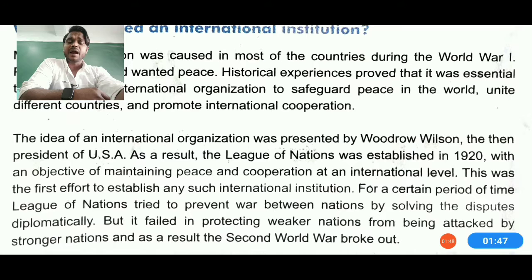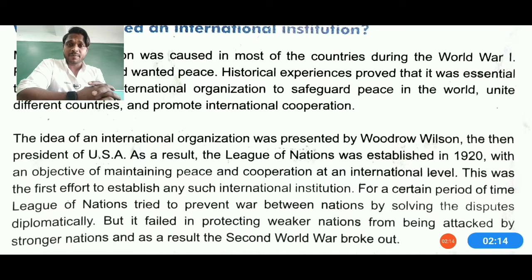The idea of an international organization was presented by Woodrow Wilson. You must underline the name. He was the president of the USA, and as a result, the League of Nations was established in the year 1920. Now what was the need for the League of Nations? The League of Nations made most of the nations come together and move away from armament.